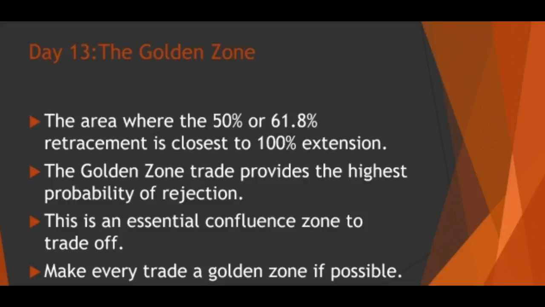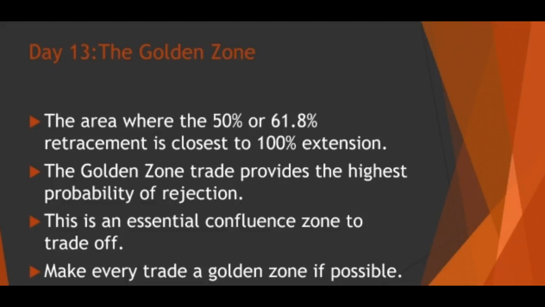We've mentioned this word, confluence, so much. And we talk about building that case for entry and building that list of why you should enter and things of that nature. Well, the golden zone trade is essentially the same thing. All it is is a good confluence area. The golden zone trade provides the highest probability of rejection. Now, don't get me wrong, having a 100 level sequence rejection is great. But when you can mix and match not only extensions but retracements, your trend trading plan will be that much more successful. It's basically the most essential confluence zone to trade off of. And so make every trade a golden zone if possible.